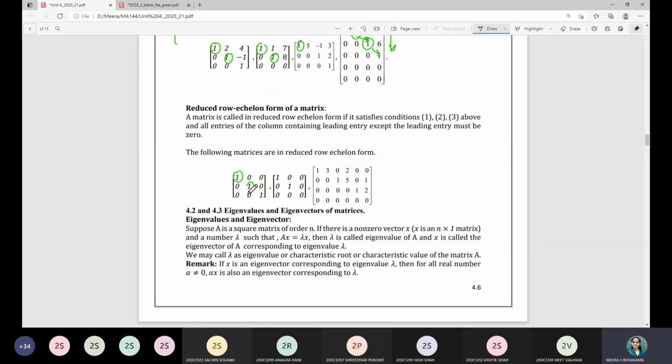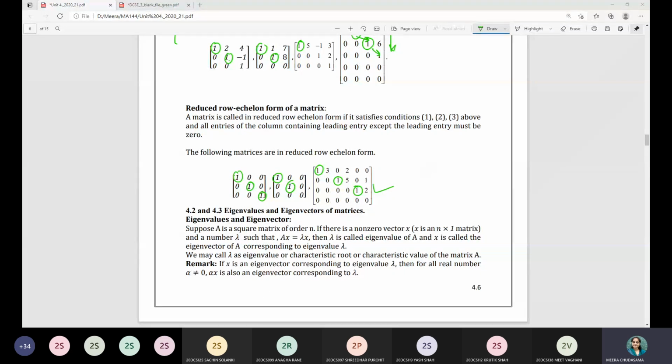Here you can see a leading one appears over here and all these entries above and below the leading one are 0. Here they are 2, above and below the leading one is 0. Here it is a leading one, this is a leading one, in the third row the non-zero entry is a leading one. So you can see below and above each leading one all entries are 0. So all these are reduced row echelon forms of a matrix.